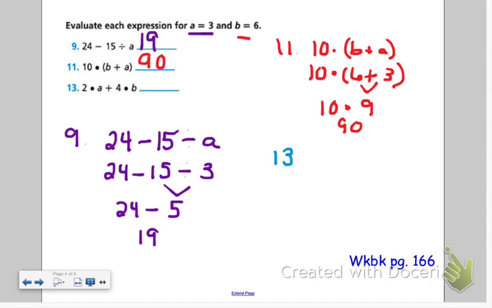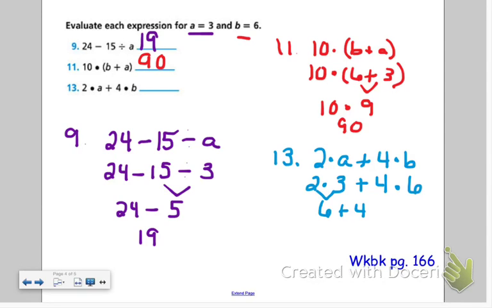Number 13. We have 2 times a plus 4 times b. Alright, substitution step comes first. 2 times 3 plus 4 times 6. So all I did was take those numbers and put them in for the variables, and now I'm ready to solve. Any parentheses? Nope. Any multiplications or divisions? Yep. I've got 2 times 3, which is 6.